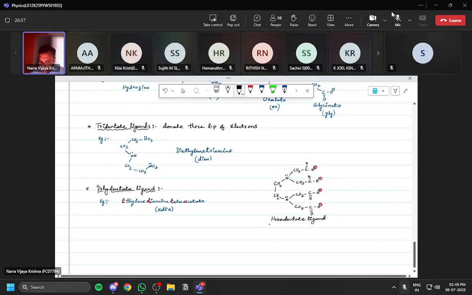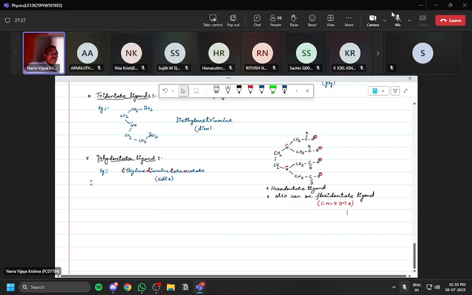It can also be a flexidentate ligand. It means its coordination number may be either 4 or 6. It can donate 4 lone pairs or all the 6. So it has flexibility to donate either 4 or 6.